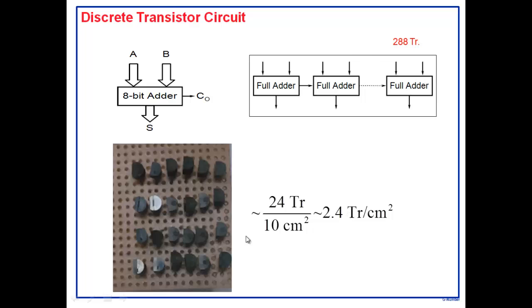centimeter square. Now, if this is the density, and if I were to make this complete 8-bit adder, then my overall area may turn out to be 120 centimeters square. 288 divided by 2.4 is 120 centimeters square, which is roughly 11 centimeters by 11 centimeters. So you can imagine how big this 8-bit adder PCB is. It would occupy that much space. And obviously the PCB board weighs, so it's a reasonable weight and a reasonable size. And this is only 288 transistors.